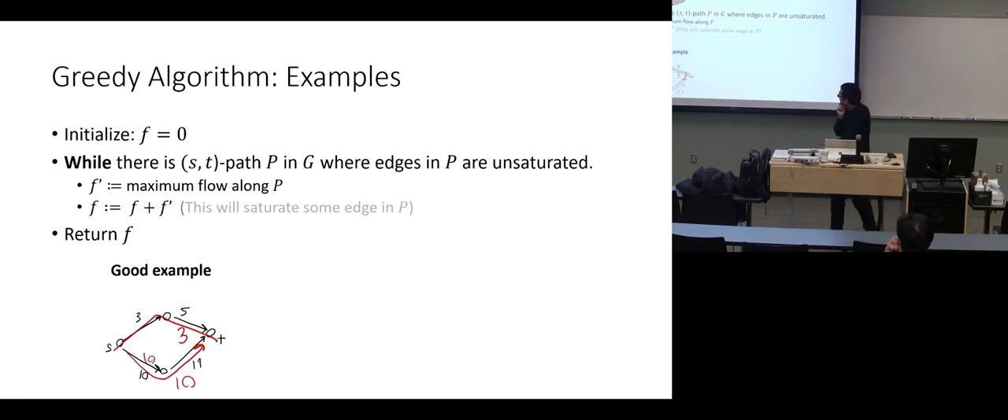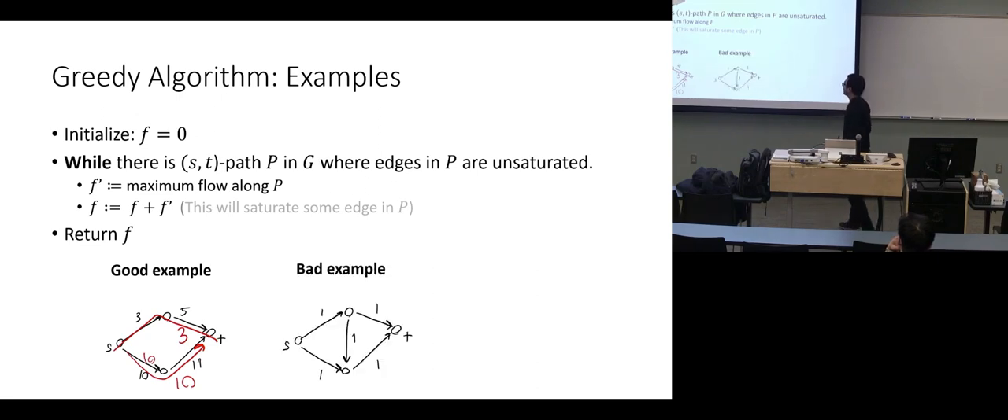But you see, this algorithm might not be good, because look at this graph. When I try to find a path whose edges are all unsaturated, I might be stupid and find this path. If I find this path, I send the flow by 1, 1, 1. And now, once I do this, I cannot continue, because any path from S to T must use some saturated edge. There is no path which is unsaturated anymore. So not so good. I can make a bad choice.